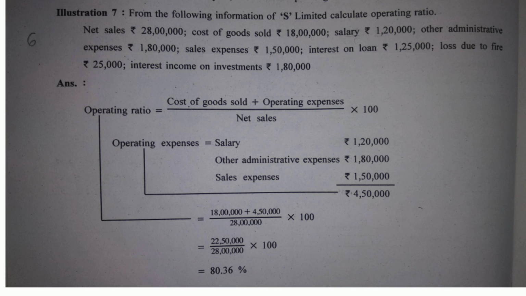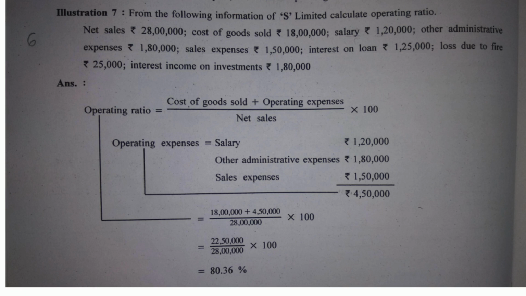Interest on loan is a financial expense, not to be taken. Loss due to fire is not to be taken. Interest income is not to be considered. So what you are supposed to consider while calculating operating expenses is salary, administrative expense, sales expense. No other expense. So this way 4,50,000 is operating expenses.